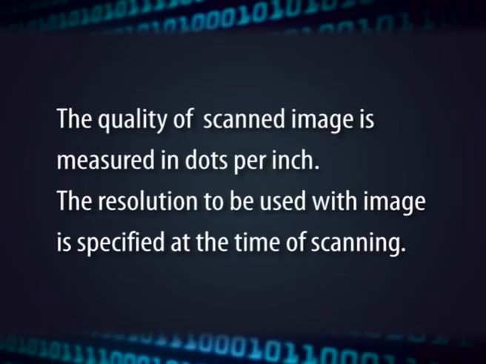The scanners are also classified based on their quality and resolution. The quality of a scanned image is measured in dots per inch. The resolution to be used with the image is specified at the time of scanning. That means, in the same scanner you can scan a document with different resolutions. The scanned image can be saved at a lower resolution to save disk space, because the higher the resolution, the larger the size of the file. The lower the resolution, the smaller the size of the file.